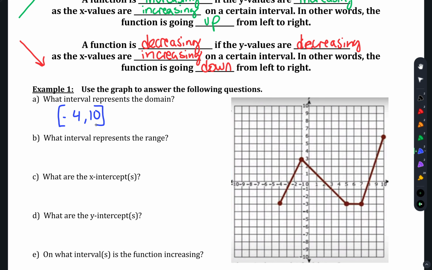Then I'm going for range, bottom to top. The bottom looks like it's at -3. The top looks like it goes to +6. And again, I'm going to have brackets.